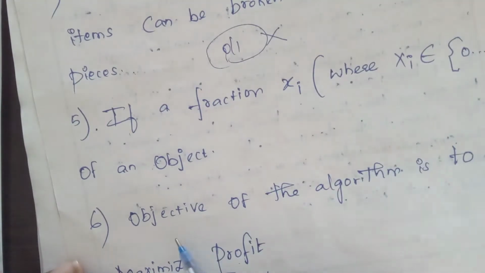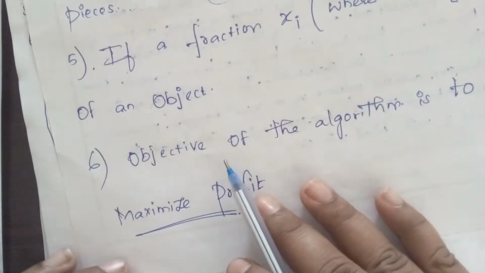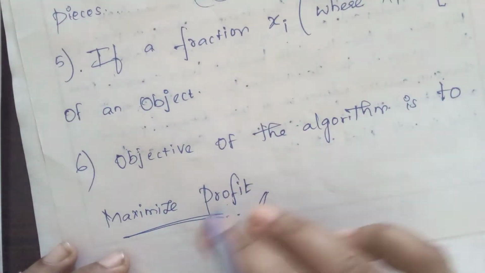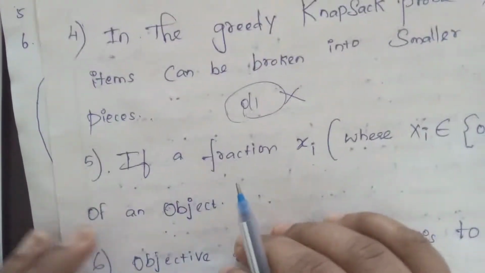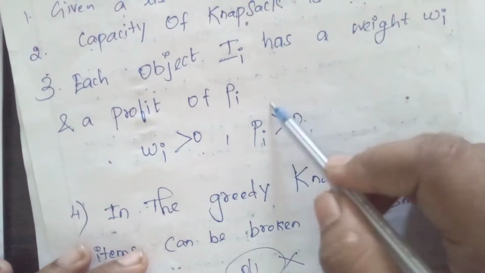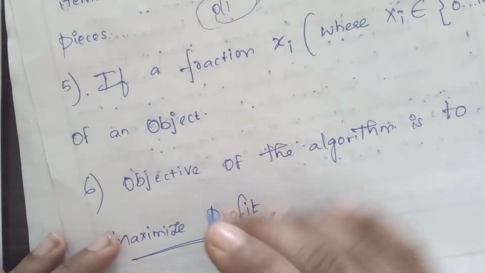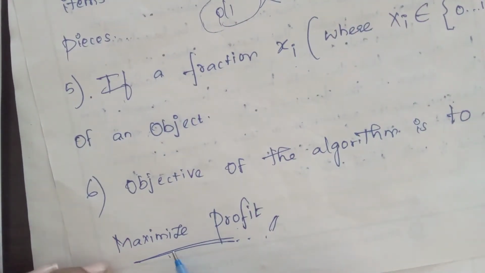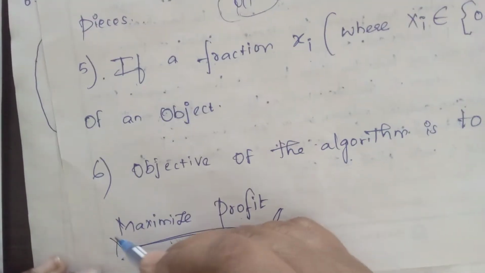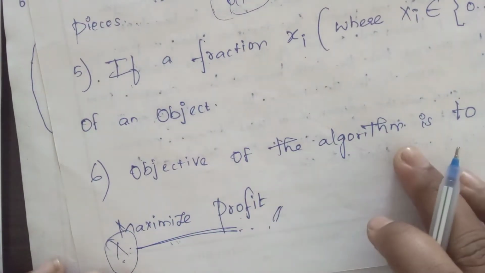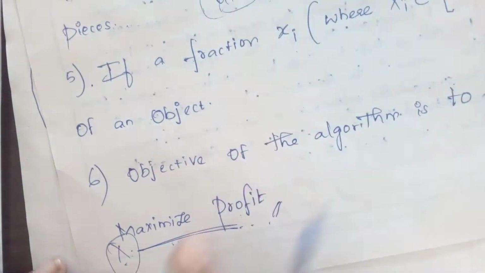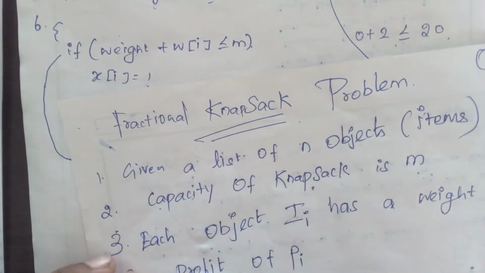Okay, the objective of the algorithm is to maximize profit. Our goal is to find the maximum profit. Maximum profit is what we are going to find here. This is the objective of the knapsack problem. The fractional knapsack problem is a very, very important one. For what purpose are we going for this algorithm? To maximize profit. That is the purpose of this problem.